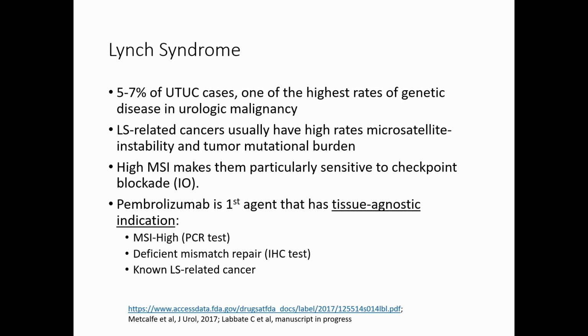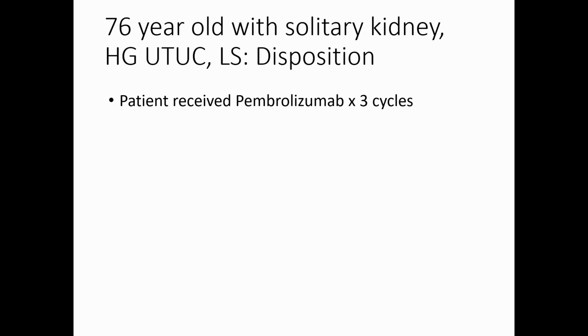If it meets one of these criteria, MSI high by PCR test, deficient mismatch repair, which doesn't have to be Lynch syndrome related, right? I mean, some of the other genes are also known to be mismatch repair genes. Or if it's a known Lynch syndrome related cancer, the patient qualifies for pembro. It doesn't even have to be metastatic, correct? Correct. Yep.